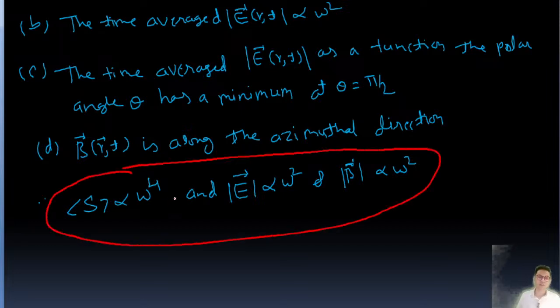See how easy this question is, and this is a 5 marks question, guys. Okay, so here we know the Poynting vector is proportional to omega to the power 4, and E and B are proportional to omega square. Okay, so which option is matching, guys? Here option B is matching, right? Option B is the correct one, because the time averaged E, which is a function of r and t, is proportional to omega square, meaning electric field is proportional to omega square. So this is the correct answer, guys.